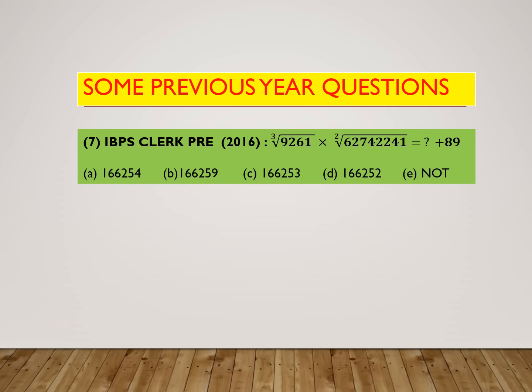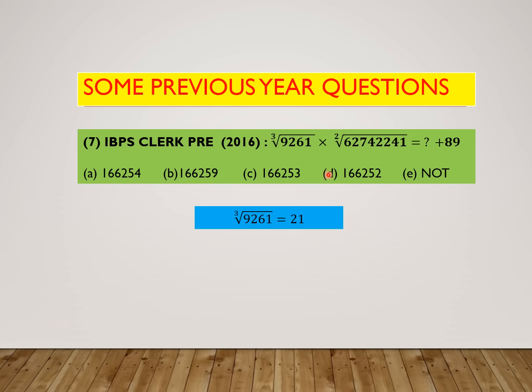This question was asked in IBPS Clerk Preliminary 2016. How can we solve it? See, the cube root of 9261, we have to divide it into two parts. One part is 261 and another part is 9. 9 lies between 2 cube and 3 cube. Therefore, the cube root of 9261 will be equal to 21.